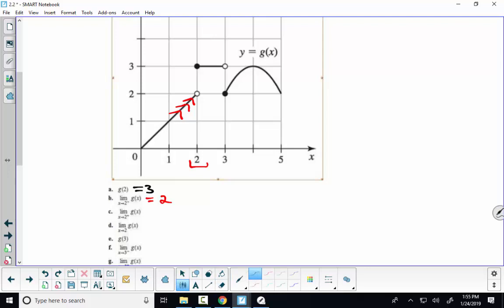Okay, how about as x approaches 2 from the right? 3. As x approaches 2 from the right, we have to use this piece right here. So the limit there is 3. So what do we know about the limit as x approaches 2? It doesn't exist. Clearly we can see that on the graph because we've got the jump, but even ignoring the graph, we've got the left and right limits, which are not the same, so we automatically know that the limit as x approaches 2 does not exist.